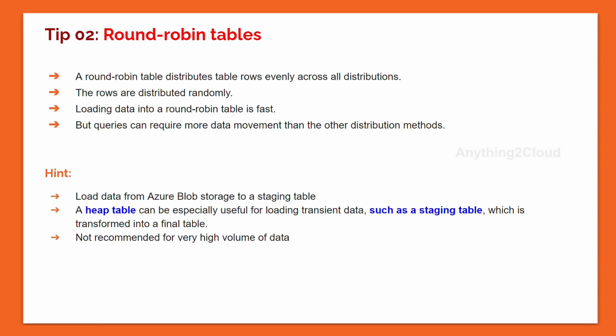Now we can see the hint on round robin tables. These tables can be used when you want to load data from Azure Blob Storage to a staging table. A heap table can be especially useful for loading transient data, such as a staging table, which is transformed into a final table. And this is not recommended for a very high volume of data.